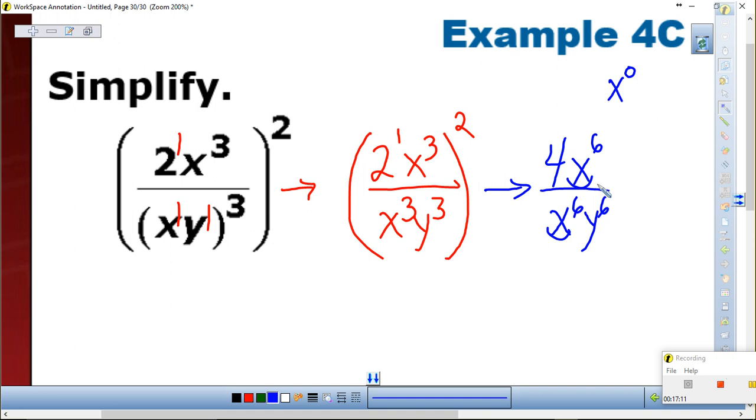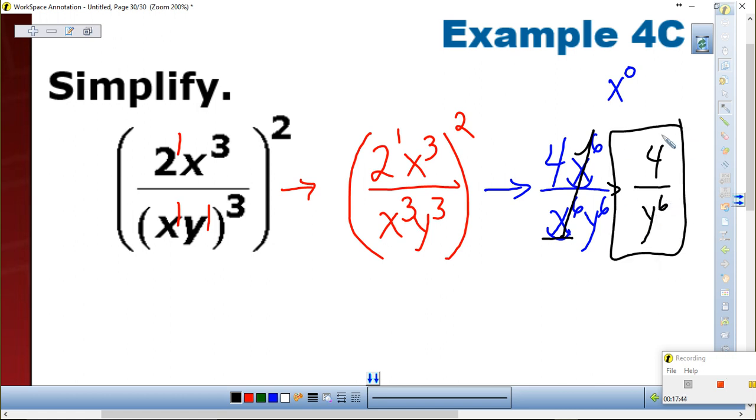Now check this out. In order to save a step, look up to the screen. Whenever you get to these and you identify that this is going to be a 1, I want you to do this. So what is 1 times 4? 4. What is 1 times y to the 6? So that's our answer. Hands if you got that by yourself. Okay, good. Let's do another one.